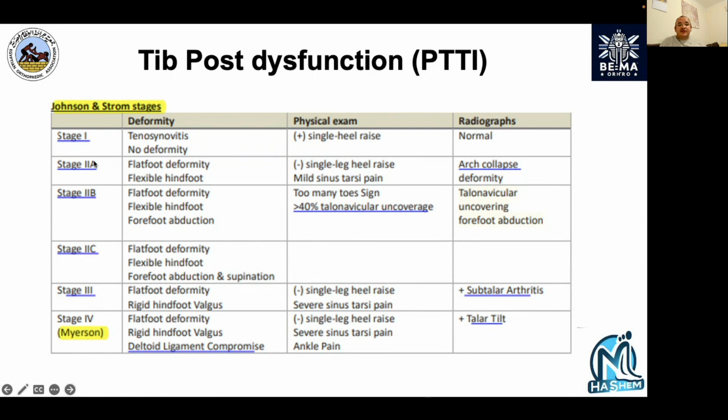So stage 2, we classify into A, B, C. From stage 2 there is a deformity, but in stage 2 it's still flexible. In stage 3 it is rigid or fixed. In stage 2, the flexible deformity, A is the hind foot only, but the midfoot and forefoot are normal. B means the forefoot starts to abduct. C means the midfoot comes into the equation and the forefoot is abducted and supinated. Stage 3 is a hind foot rigid deformity, so it's fixed, no movement anymore. And stage 4, which Myerson added, is when the deltoid ligament becomes compromised and the ankle itself goes into valgus.